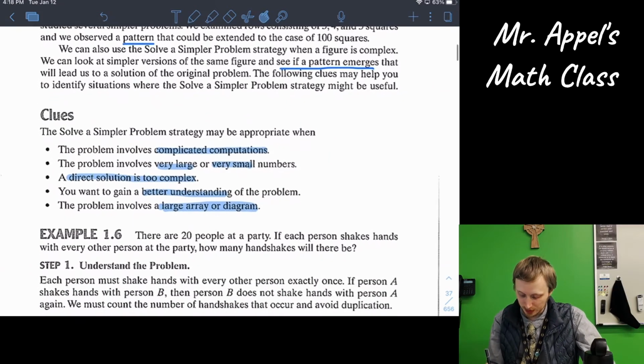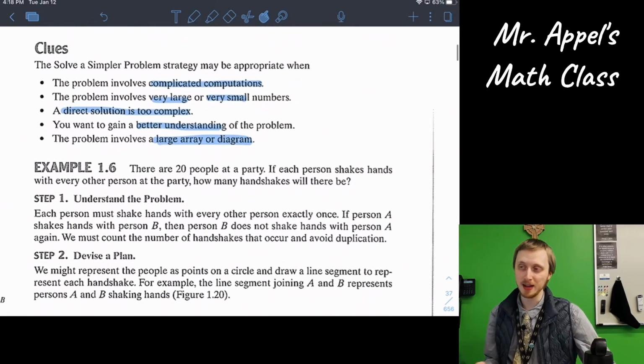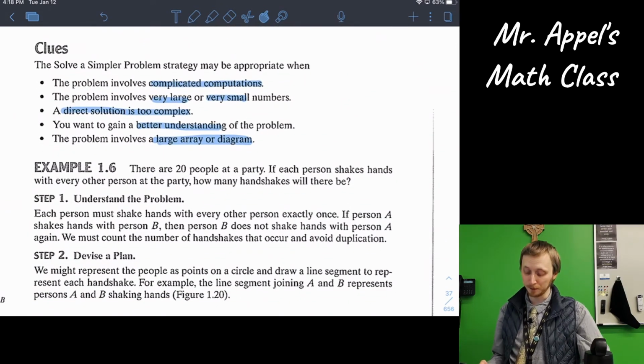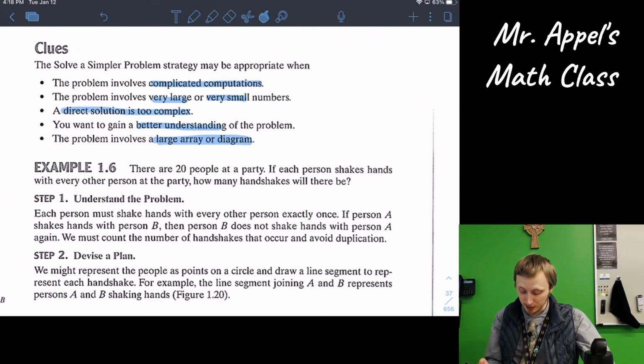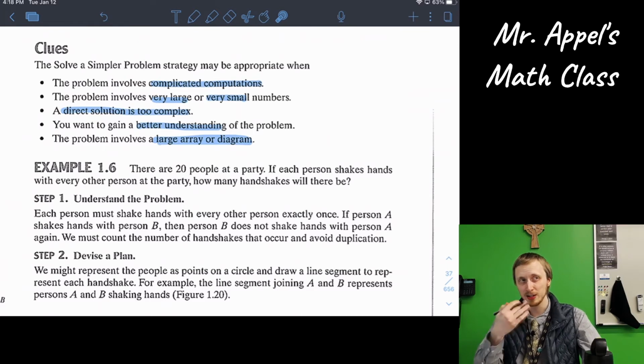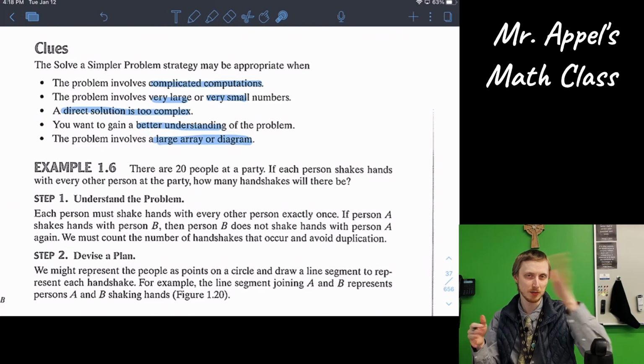So here is a classic problem, the handshake problem. I think every mathematician has had to solve this problem at one point or another in their career. There are 20 people at a party. If each person shakes hands with every other person at the party, how many handshakes will there be? Total number of handshakes that happen. Some other observer is counting them up.